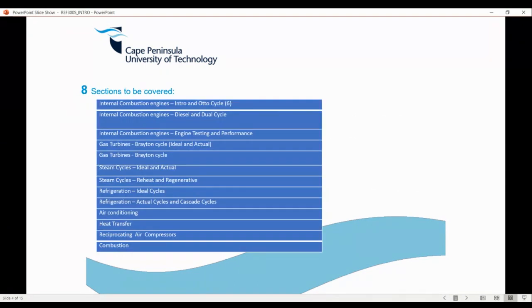For Refrigeration 3, as its title suggests, there'll be 8 sections covered. You'll be looking at gas power cycles, or essentially using gas to provide power to systems. We're looking at internal combustion engines, which is basically your petrol engines, which run on an Otto cycle. We're looking at the diesel and the dual cycle as well. Then we'll look at engine testing and performance, so different metrics when testing an engine.